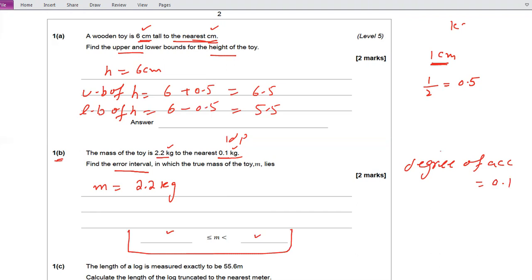I have a lot of examples. Don't worry, I have so many sheets, not only this one question. So the next 2-3 lessons will be on upper bound, lower bound.